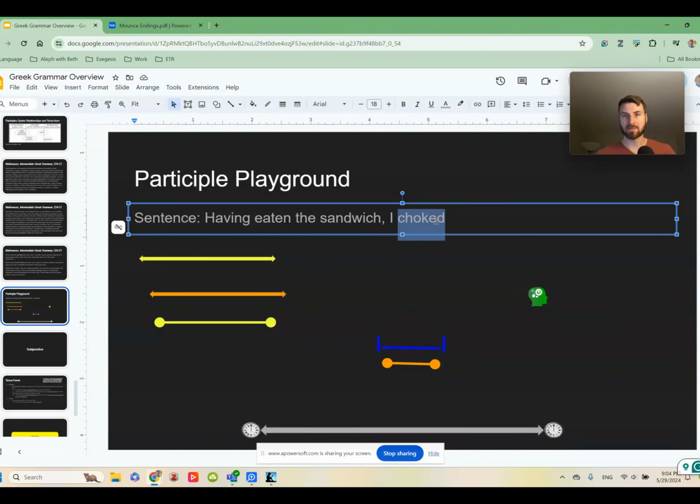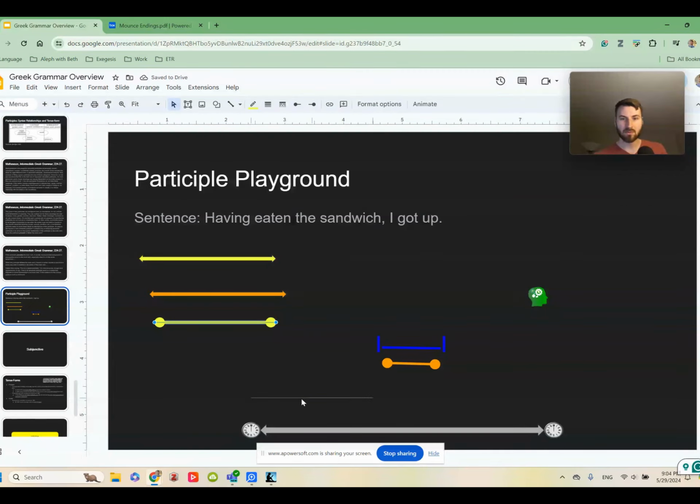Having eaten the sandwich, I might say something like, I got up, right? I finished eating, so I got up. So here, rather than being background information at the same time, this action is already done. So it's something like this: having eaten the sandwich supports then why I got up. Like that.